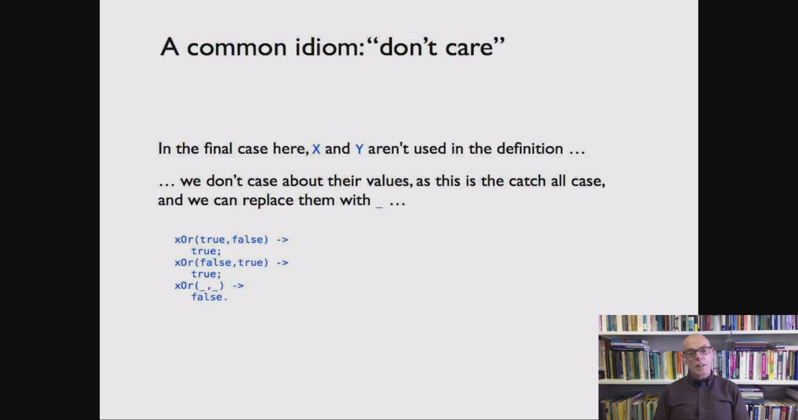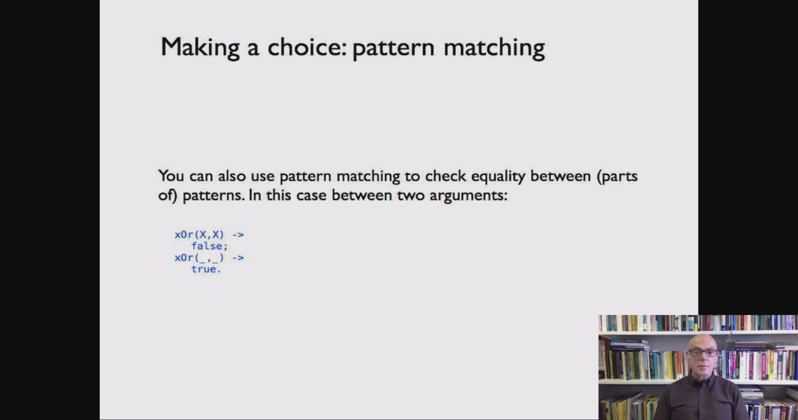And then you can see that in the cases that one argument is true, the other is false, we get the answer true, and in every other case we get the answer false. But remember, again, these things are matched sequentially. You can also, we talked about this earlier, you can use pattern matching to check equality. So we could say XOR when the two arguments are the same is false, and otherwise the answer is true.